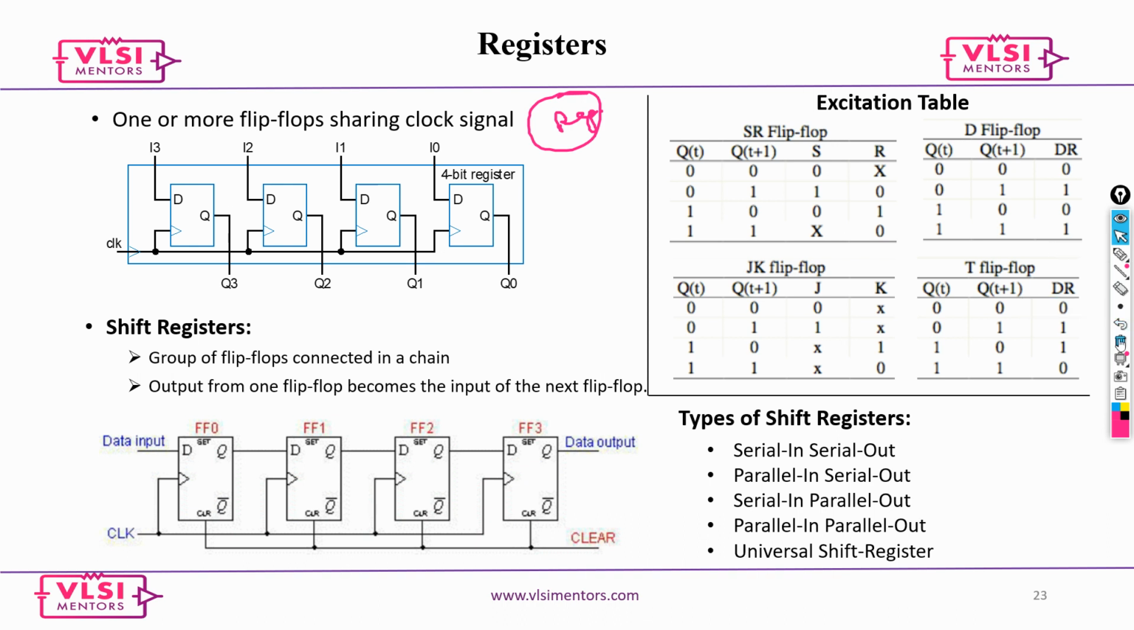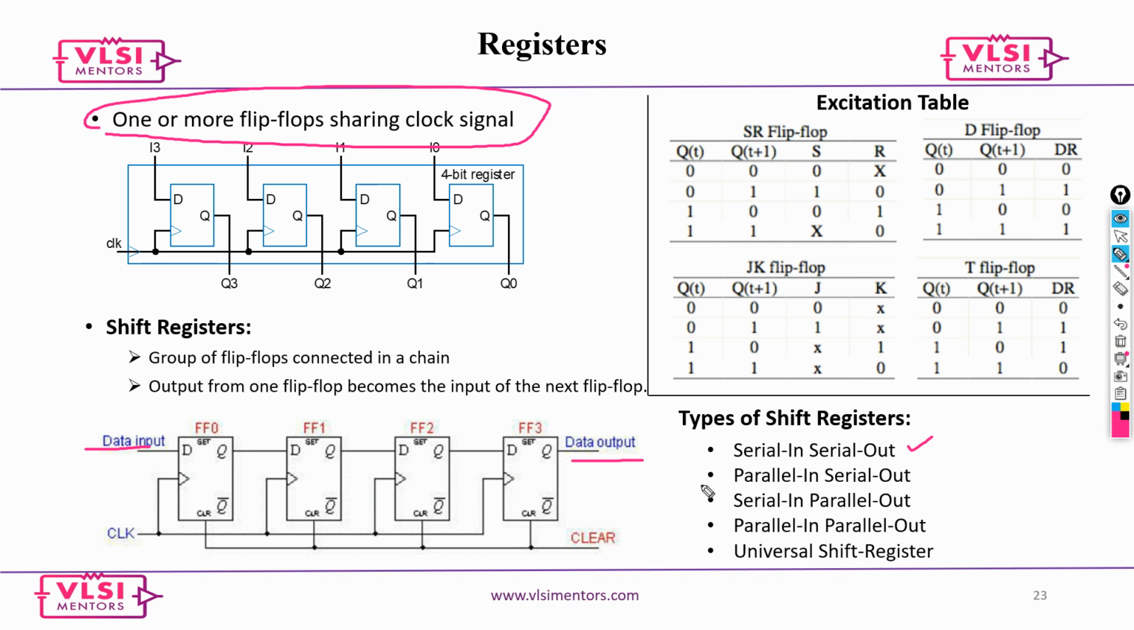Now in this you have different kinds of registers. One is serial in, serial out. You have one or more flops sharing the same clock signal. Say this is a 4-bit register, so it can store 4-bit values. In this case you can do left shift, right shift, and all that. In this case it is serial in and then serial out.